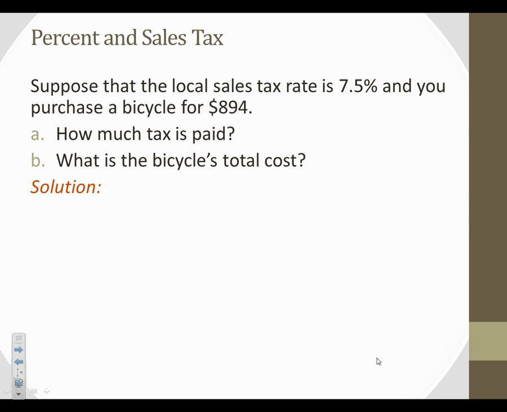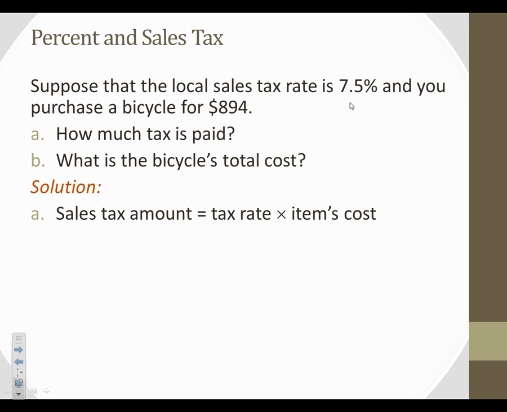So let's do a problem. Suppose the local sales tax rate is 7.5% and you purchase a bicycle for $894. If you want to pause it, try to do the problem on your own, see how well you know this before you go on, go for it. So it asks how much tax is paid. To calculate tax, you need to take the tax rate times the item's cost.